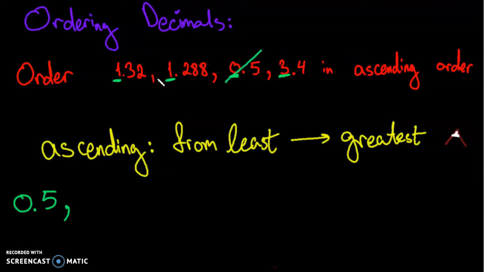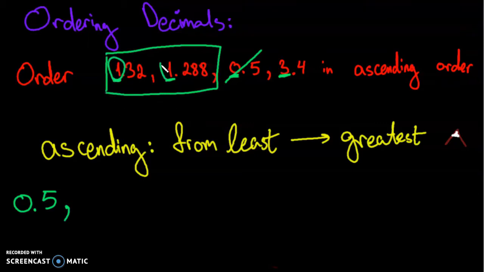Now 3 is bigger than 1. So we leave this for last. So now we only look at these two numbers because they have 1 and 1. They're the same. So we have to compare them. We have a 3. We have a 2. 3 is bigger. So we take the smaller number because we're going from least to greatest.